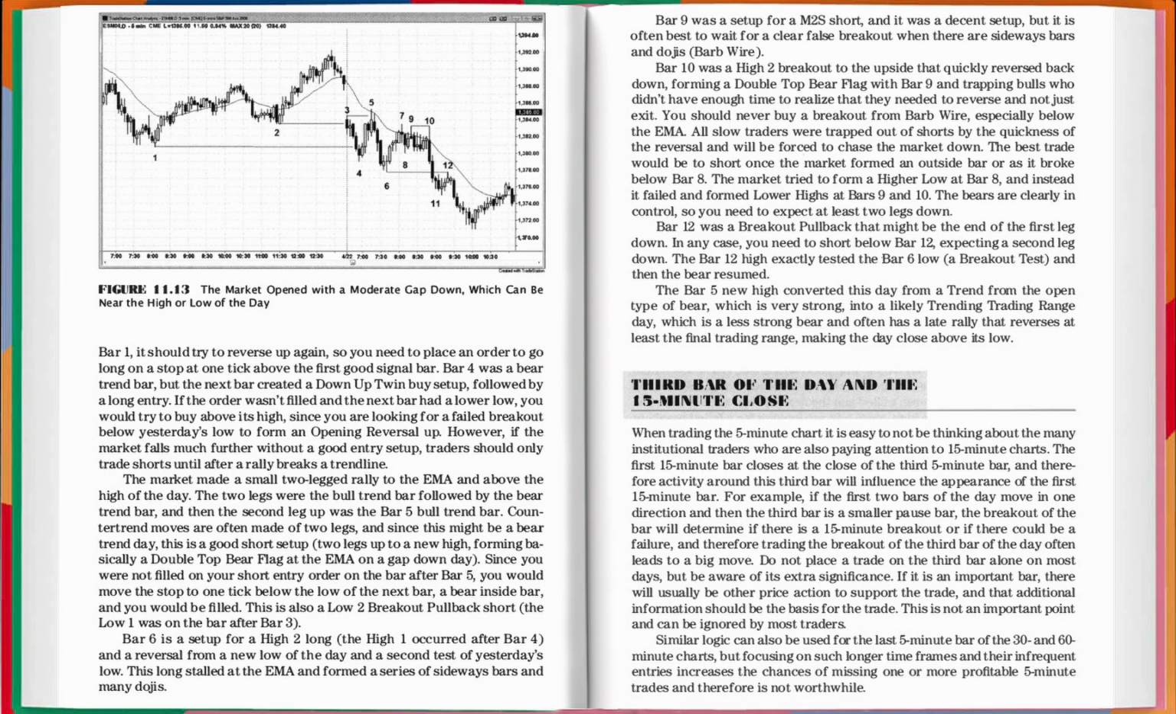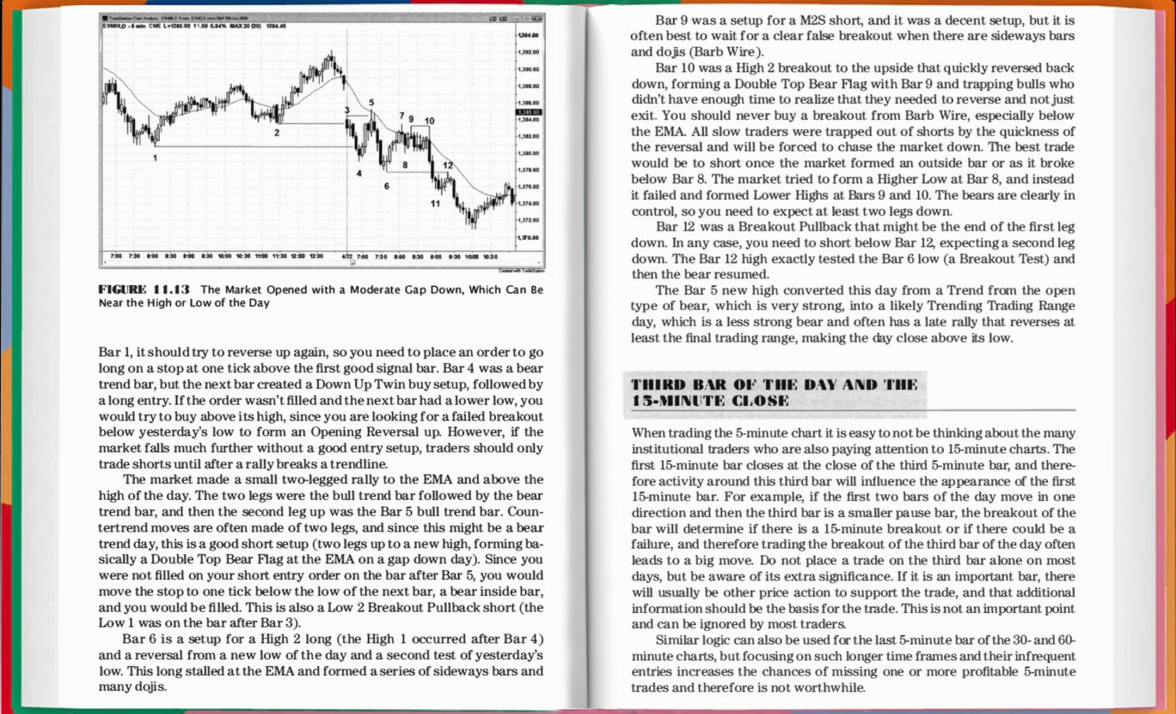The market made a small 2-legged rally to the EMA and above the high of the day. The 2 legs were the bull trend bar followed by the bear trend bar, and then the second leg up was the bar 5 bull trend bar. Countertrend moves are often made of 2 legs, and since this might be a bear trend day, this is a good short setup, 2 legs up to a new high, forming basically a double top bear flag at the EMA on a gap down day.